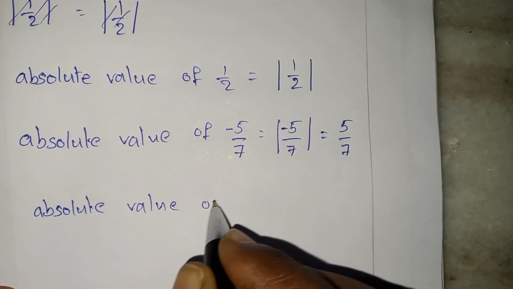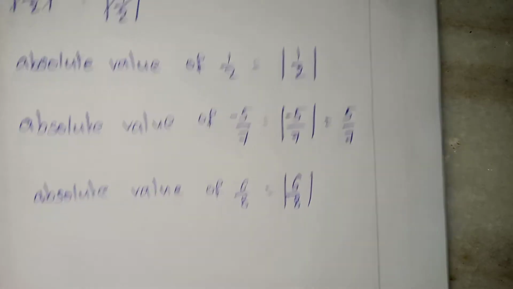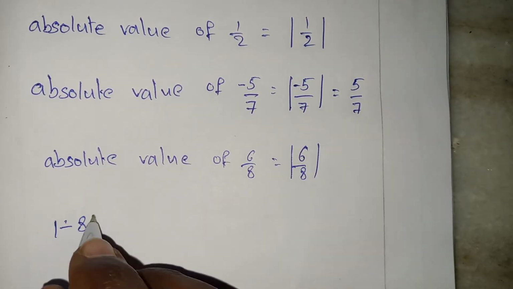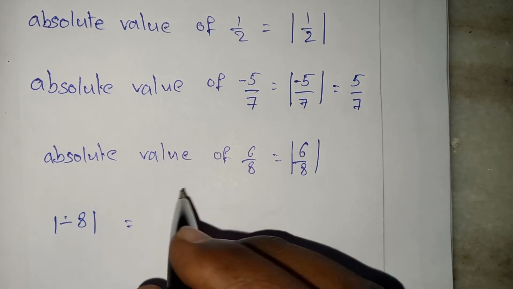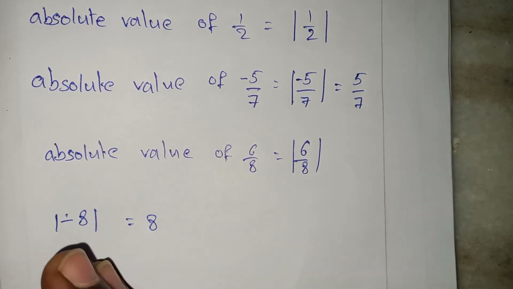Absolute value of 6 by 8 is equal to 6 by 8. If they gave absolute value, what's the absolute value of minus 8? If they asked, you have to write just 8. You have to remove the negative sign. Okay.